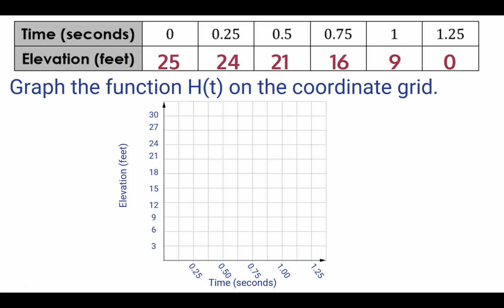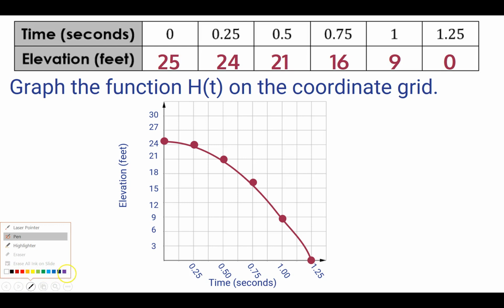So go ahead, have your time at the bottom. Go 0.25, 0.5, 0.75. Let's just put it right here. Let's have our height in feet on this side. Let's go by 3s. All right, so you are labeling your graph right now. All right, so we start off with an X of 0, a Y of 25. Then at 0.25, we're up here at 24. And then it goes on.